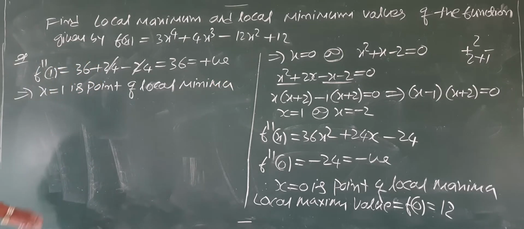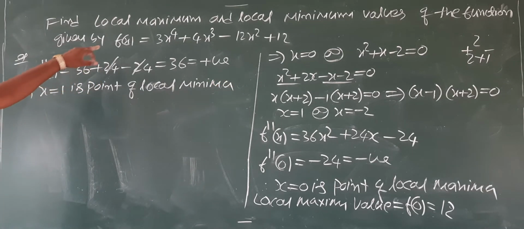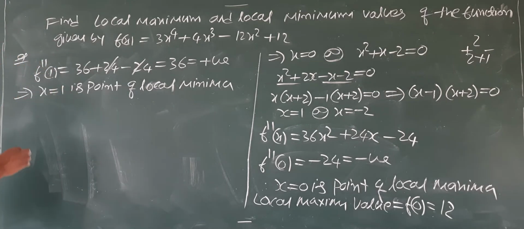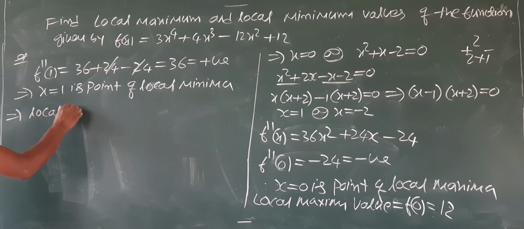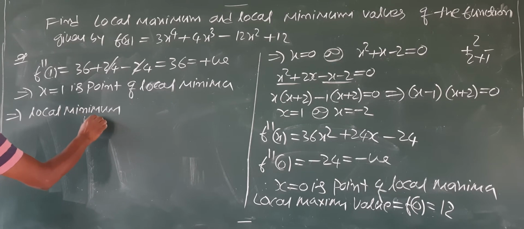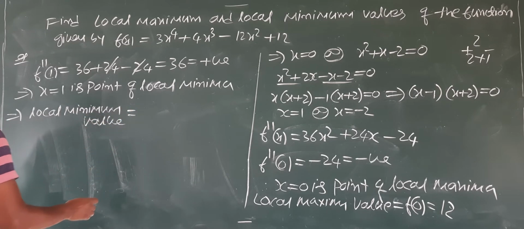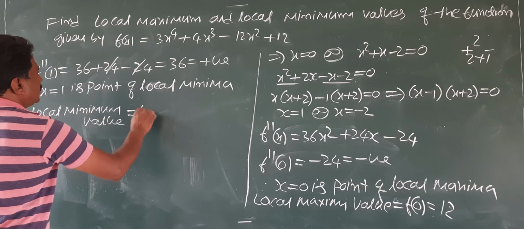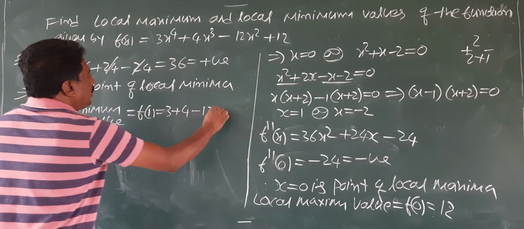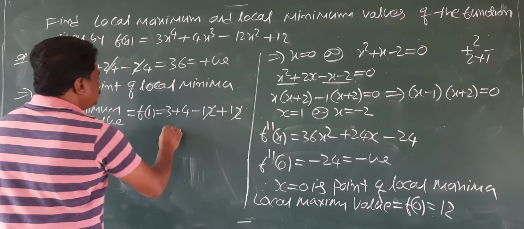If I put the local minimum point in f(x), I am going to get the minimum value. So if you want the value, find the minimum point and put it in f(x). So this implies the local minimum value is equal to, put x equal to 1 in that, f(1) equals 3 plus 4 minus 12 plus 12. So it is 7.